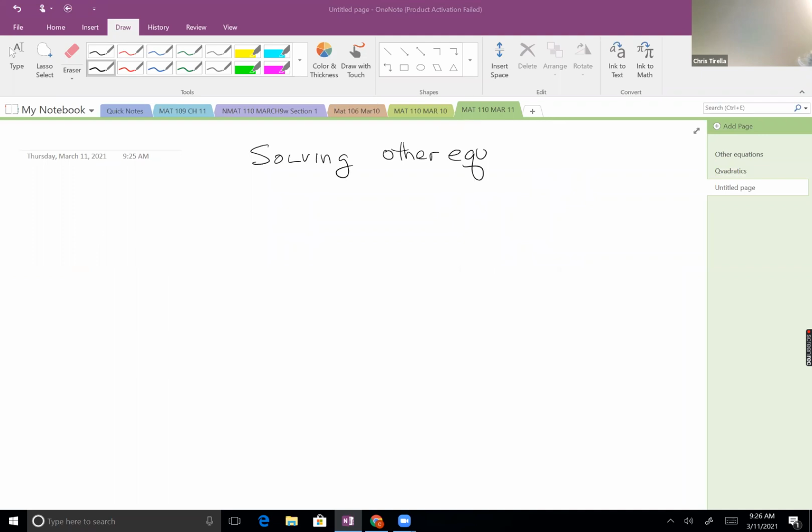And we're going to find that these make use of everything that went before. The first type of equation that we want to look at is a polynomial equation with a degree higher than 2.